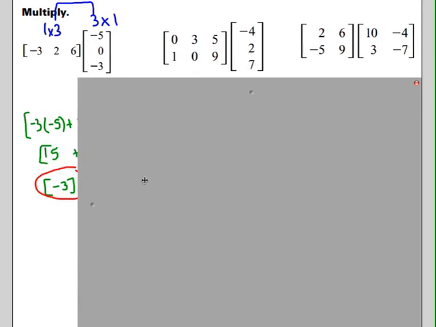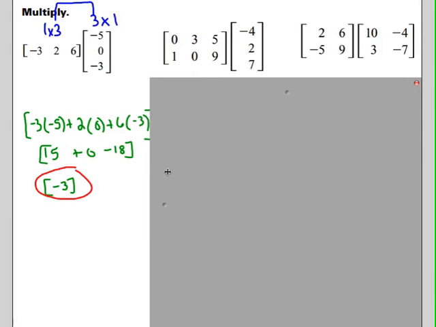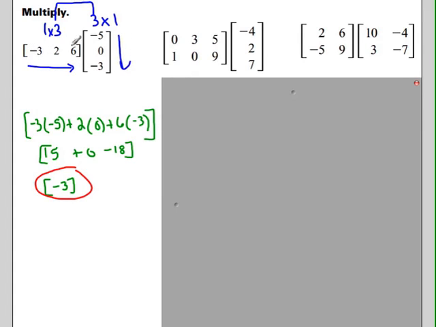I'll reveal this hopefully quickly here. As you can see by the work, we multiply, we go across this way, we go down this way. So we say -3 times -5 plus 2 times 0 plus 6 times -3, just showing the work there. We simplify one step, we add this together, and we do get a 1 by 1 matrix in the end.